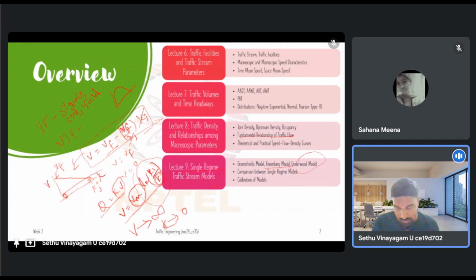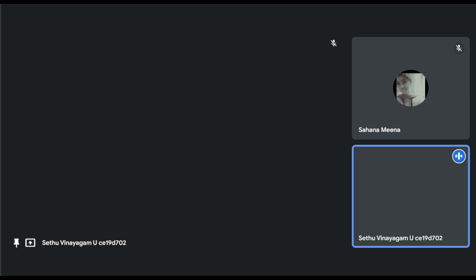To address this, the Underwood model was developed. The Underwood model gives us an exponential relationship. So what is that? V is equal to Vf e to the power minus k by km. Here the free flow speed is used, but instead of the jam density, the density corresponding to the maximum flow, or the critical density, is used in this particular model.